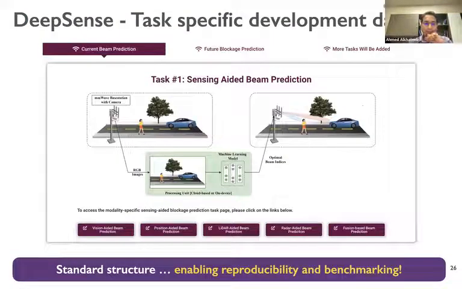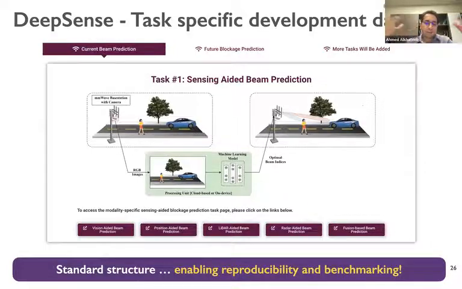Now, we also want to make sure that this data set is simple, reproducible, and enables benchmarking, which is key to making all the development efforts of the community and research as useful as possible, I would say.